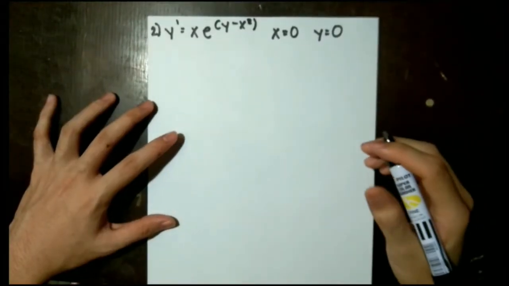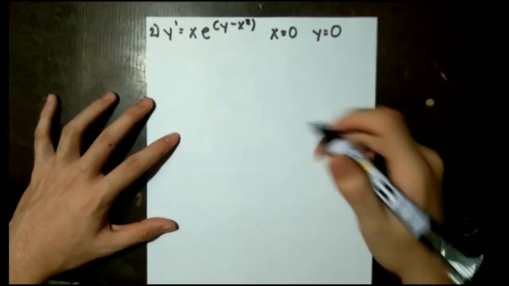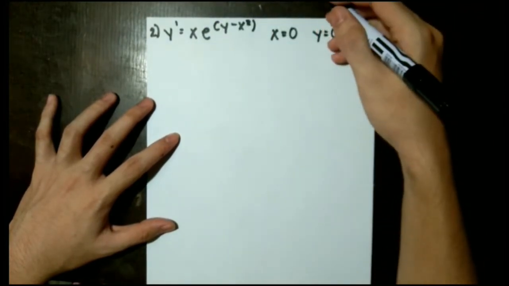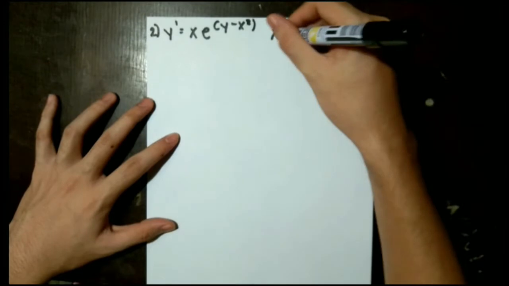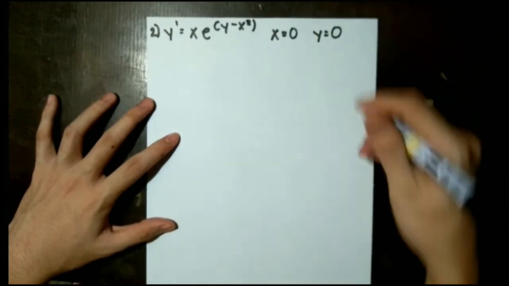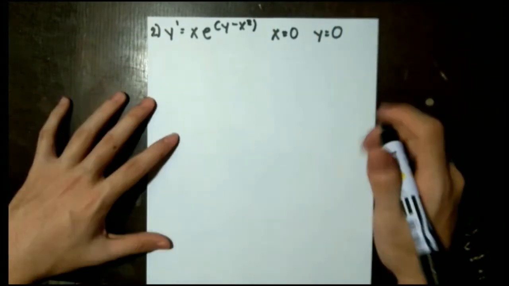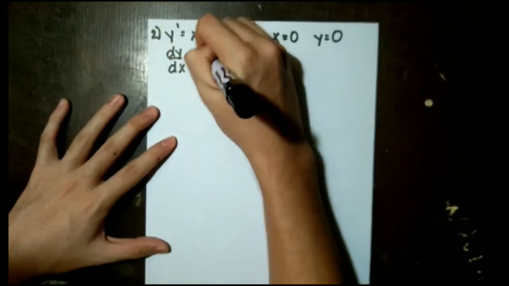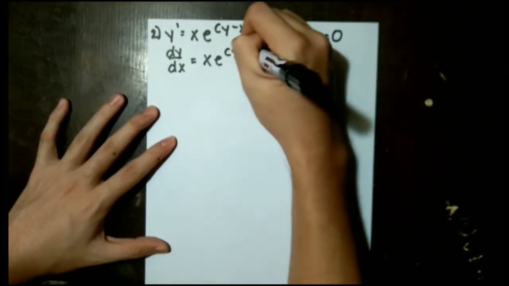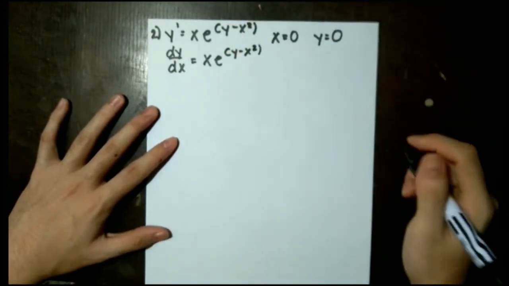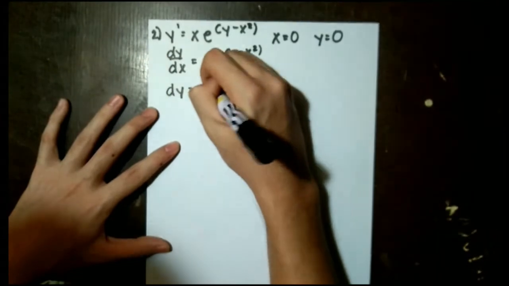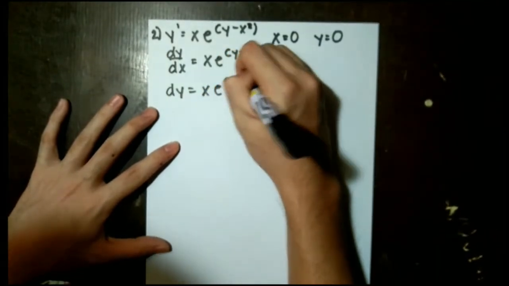So, proceed naman tayo sa number 2. y prime is equal to x e raised to y minus x squared. And may initial conditions na given, which is x is equal to 0, y is equal to 0. So, again, yung y prime, gawin natin siyang dy over dx is equal to x e raised to y minus x squared. Then, cross multiply. So, dy is equal to x e raised to y minus x squared dx.